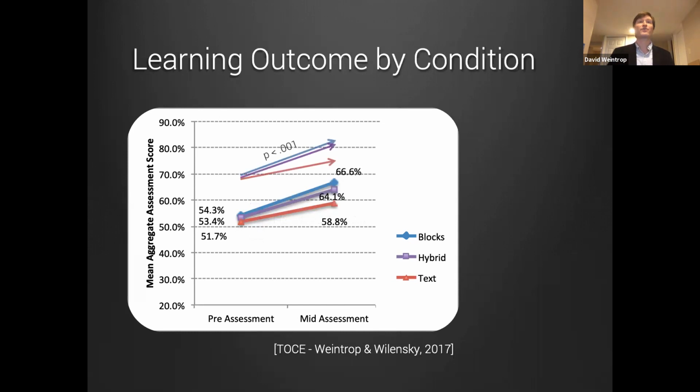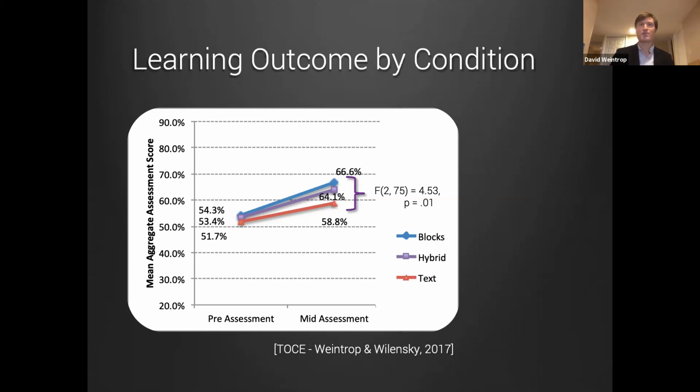Ta-da! Okay, so first, importantly, all three conditions did better. So students learn statistically significantly better in all three conditions. So this is good. Everyone is learning. But importantly, we see a statistically significant difference in performance between the block-based and text-based condition.